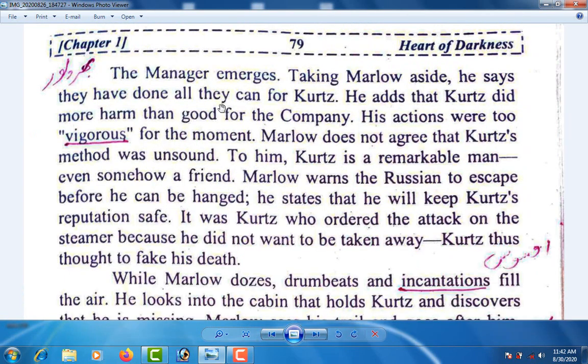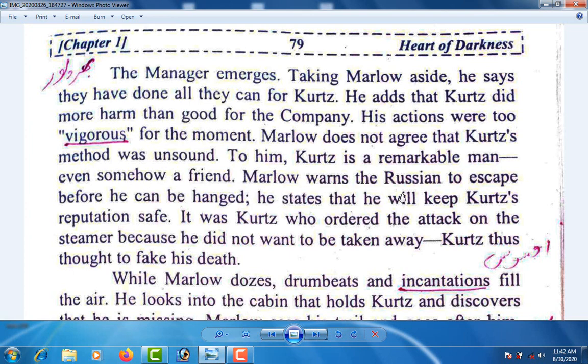The manager emerges, taking Marlow aside. He says they have done all they can for Kurtz. He adds that Kurtz did more harm than good for the company. His actions were too vigorous for the moment. Marlow does not agree that Kurtz's method was unsound. To him, Kurtz is a remarkable man, even somehow a friend.